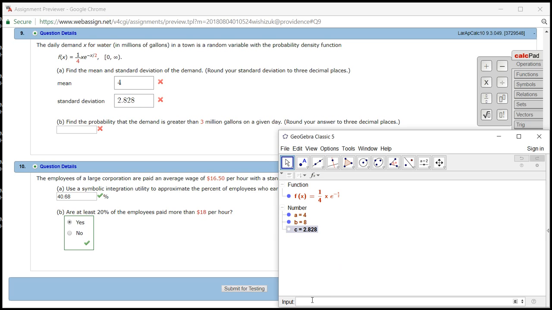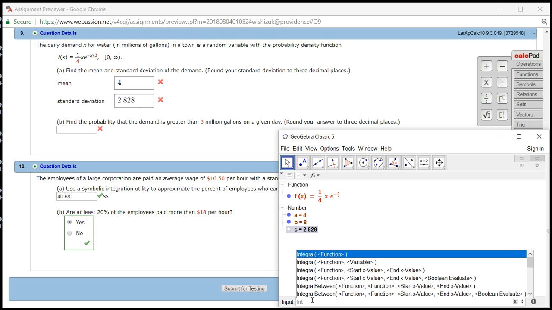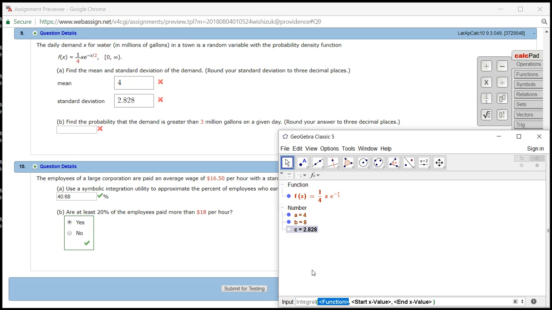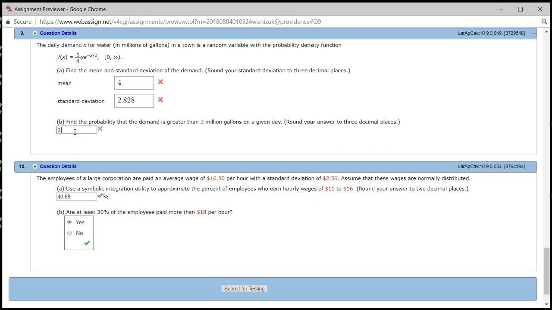Then we want to find the probability that demand is greater than 3 million gallons. So all you have to do is integrate the same probability density function, starting from 3 and going up to infinity. I hit enter, and it gives you 0.558.